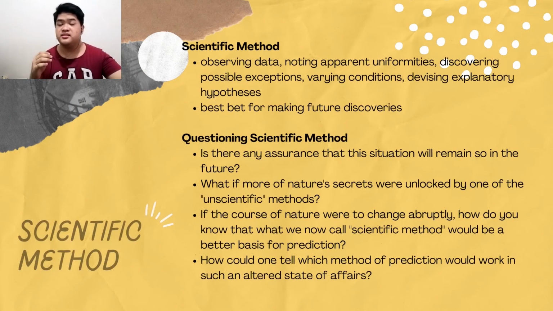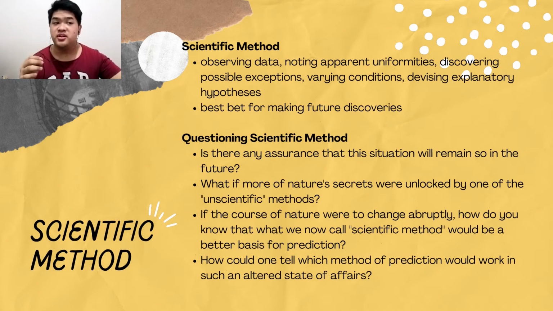In here, there is a term that was mentioned, which is scientific methods. It was mentioned that it involves observing data, noting apparent uniformities, discovering possible exceptions and varying conditions, and devising explanatory hypotheses. According to Hospers, this is our best bet for making future discoveries. But then there is an alignment between scientific method and inductive inference, because Hospers now questions scientific method, asking whether there is any assurance that the situation will remain so in the future.